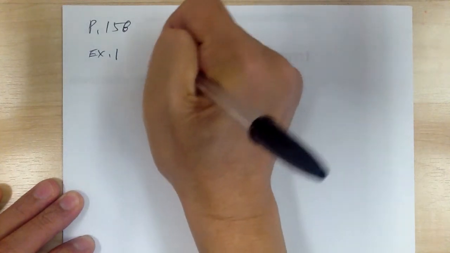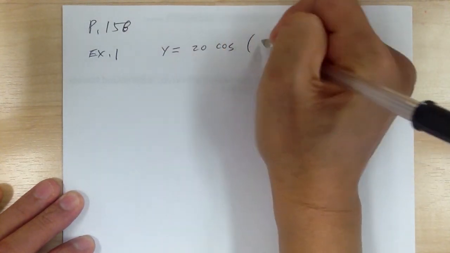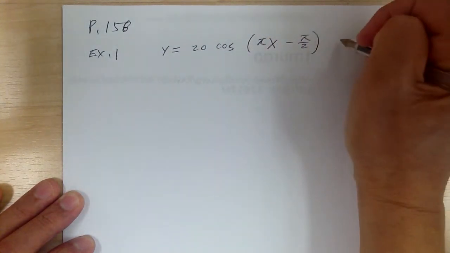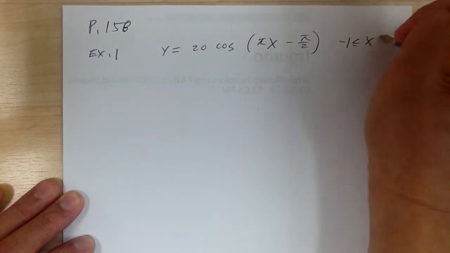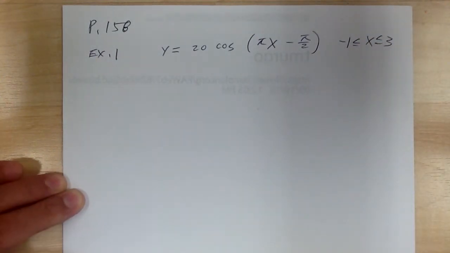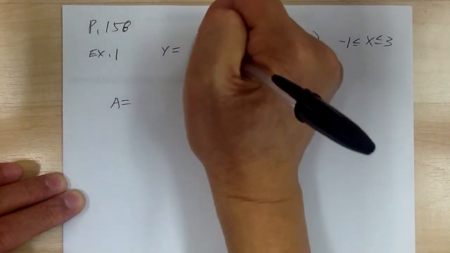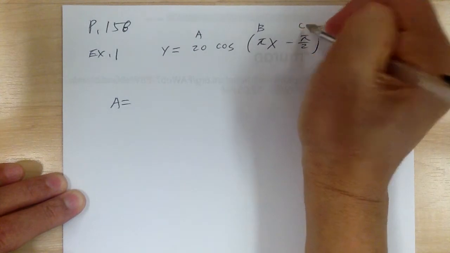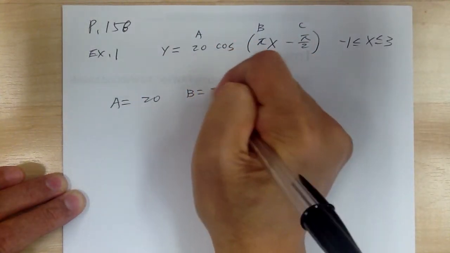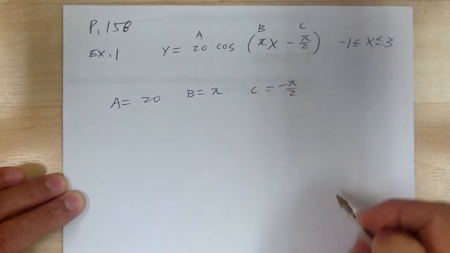So you want to graph y equal to 20 cosine of pi x minus pi over 2, and you want to go from -1 to 3. So what you want to do is first you want to get all your information together. So get your A. So this is the A. So here's your A. That's your B. That's your C. So A equal to 20, B equal to pi, and C equal to -pi over 2.